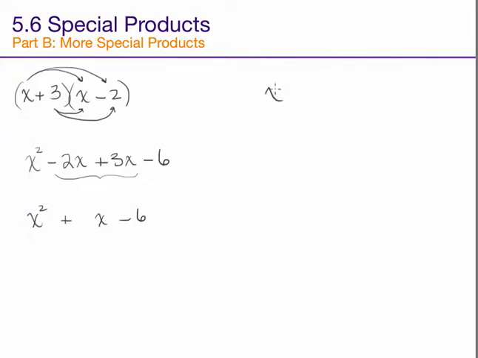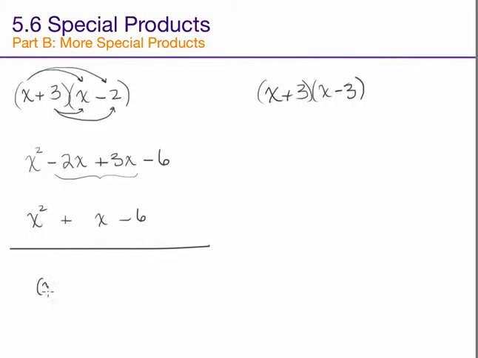Instead of x plus 3 times x minus 2, what if I had x plus 3 times x minus 3? In other words, what if both the letters and the numbers in my two binomials were the same, but the signs were different?